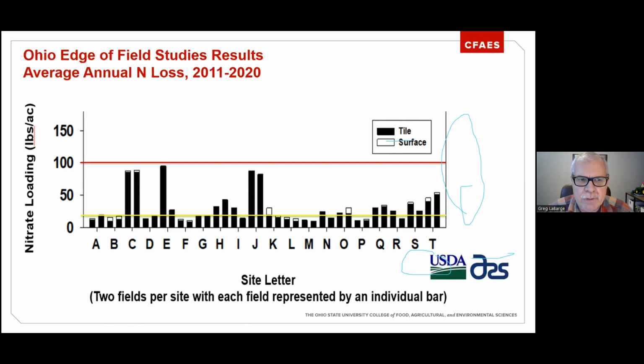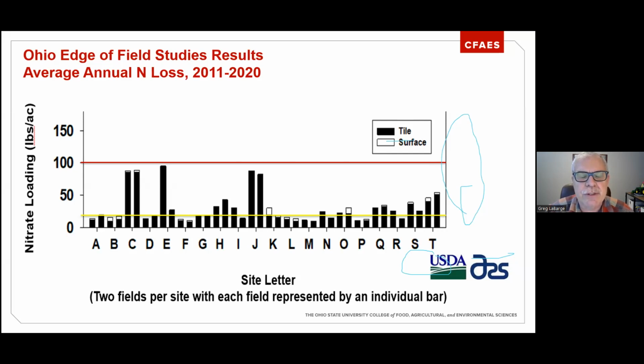We have a network of paired sites, represented by the letters A through T. So there are 20 sites, and at each one of those sites there are two fields, or two watersheds within a field, that are being monitored for, in this case, nitrogen loss. We'll put different practices on one field at site A, and then use the farmer practice on the other field and do a comparison.